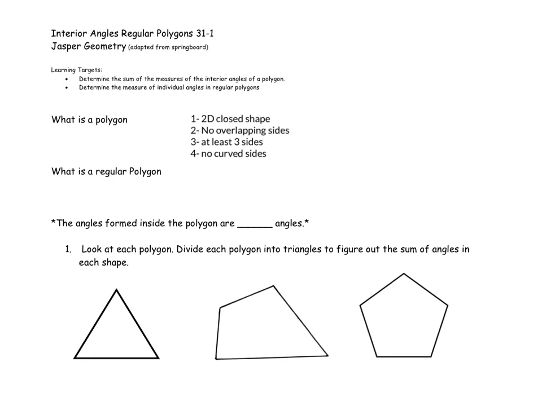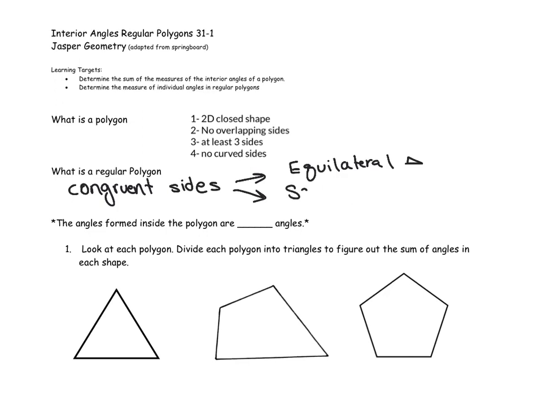Now, what is a regular polygon? A regular polygon is one that has congruent sides. So if this shape has 3 sides, then it's going to be an equilateral triangle because all sides in an equilateral triangle are congruent. If this polygon has 4 sides, then it will be a square because a square has all 4 sides equal.